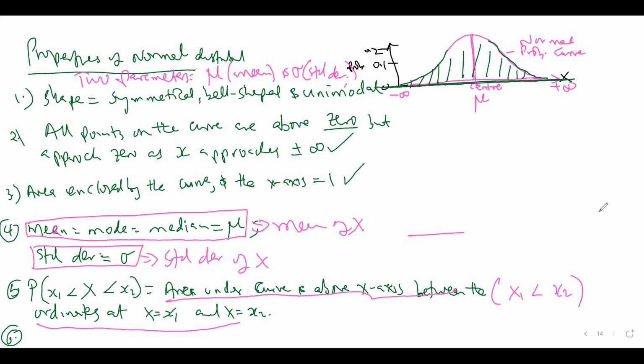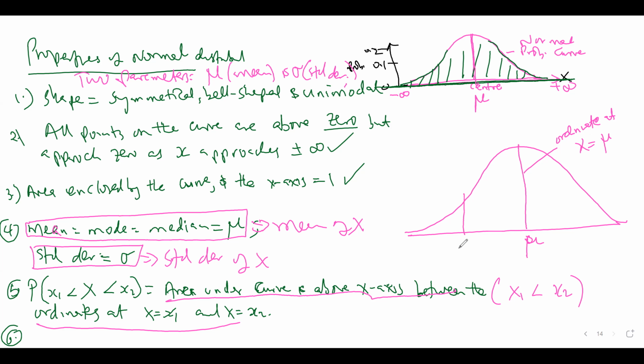So if you consider this curve like this, then that vertical line there, this is mu. That is what we're calling the ordinate at x is equal to mu. This is the ordinate at x is equal to mu. So if you have a point here, let's say x1, that light should not be crossing the curve. So this vertical line there, if this is your x1, so this is the ordinate at x is equal to x1.